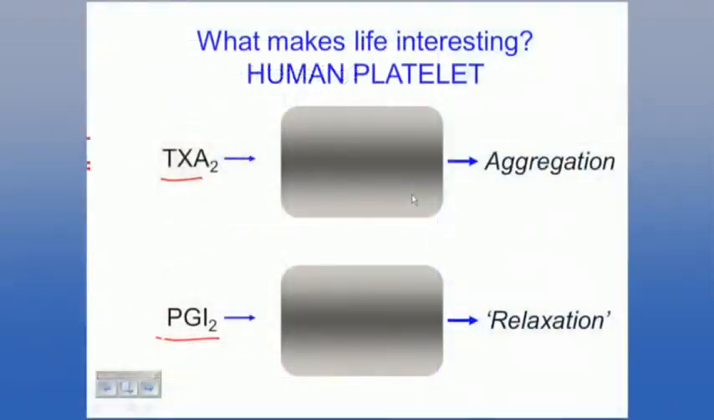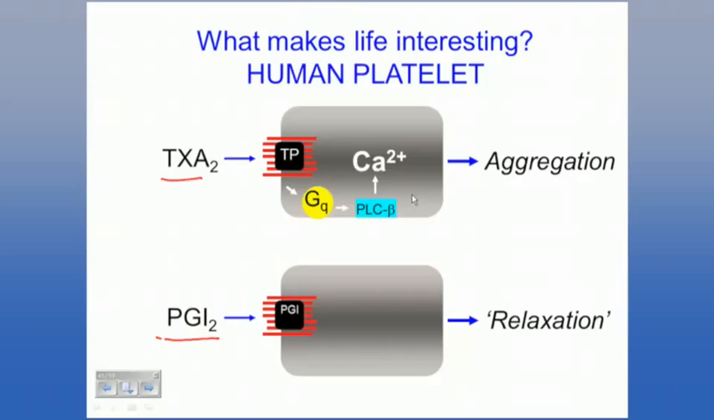Receptors for these two prostaglandins exist on human platelets. For TXA2, it's the thromboxane receptor, designated TP, and for PGI2, it's the prostacyclin receptor, designated IP. The TXA2, or the thromboxane receptor, is coupled to Gq, and much like the previous example for histamine, increases PLC, an increase in intracellular calcium, resulting in platelet aggregation, clumping of platelets together, increasing the likelihood of clot formation.